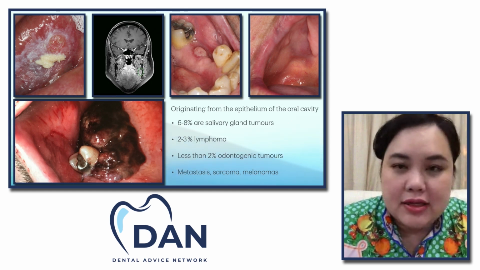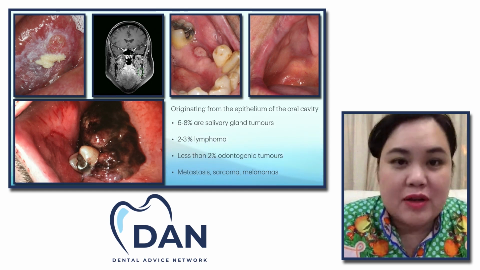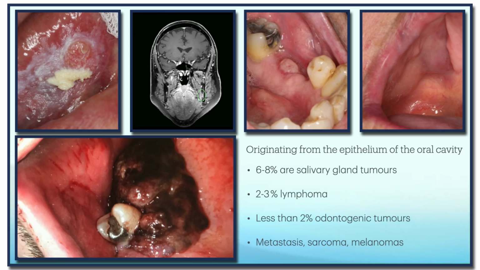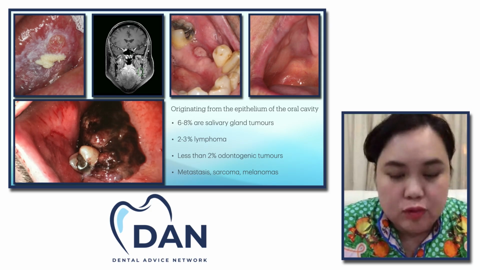Now, the cancers, when we talk about them for this presentation, or usually in general, we are generally talking about oral squamous cell carcinoma, oral cavity squamous cell carcinoma. However, we should remember that there are different types of cancers as well. Squamous cell carcinomas are cancers that originate from the epithelium of the oral cavity. But you also have salivary gland tumors, lymphoma, odontogenic tumors, metastases, sarcoma, and melanomas. So don't forget that there can be a very wide range of signs and symptoms.